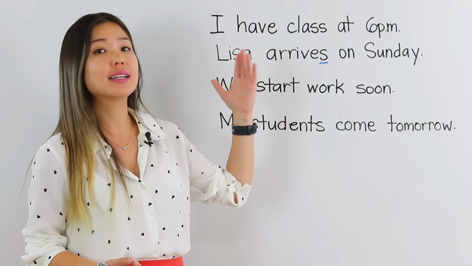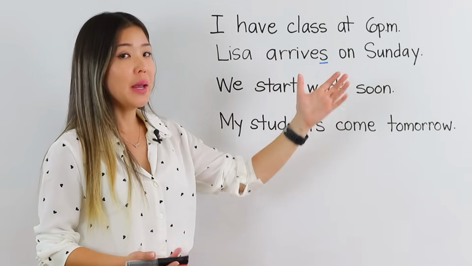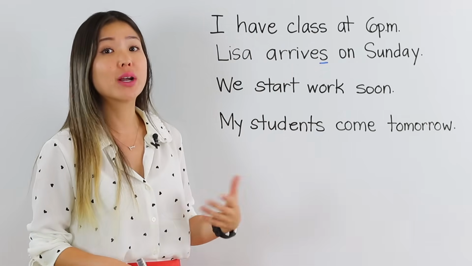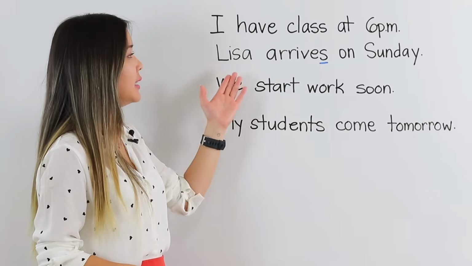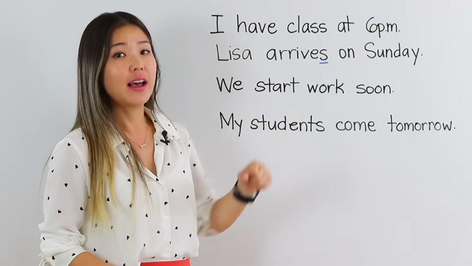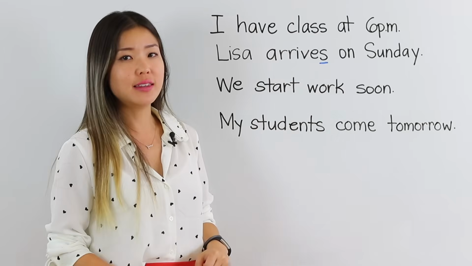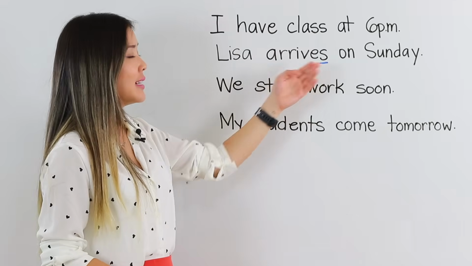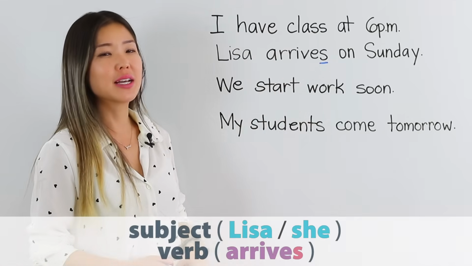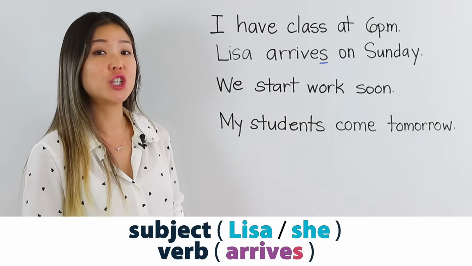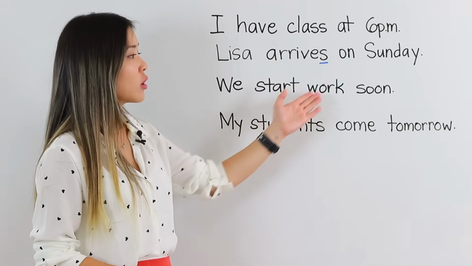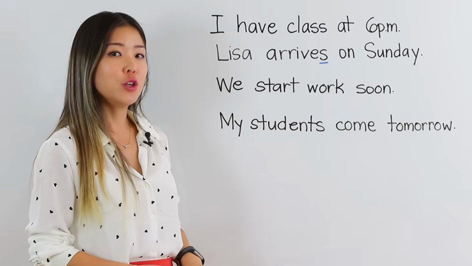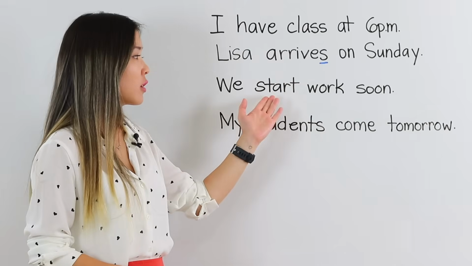I have class at 6 p.m. 6 p.m., that's pretty soon. So I can say I have class, the present simple tense. Lisa arrives on Sunday. Again, the near future, Sunday. So I use the present simple tense. I added an S at the end of arrive because Lisa, the subject, is a she. We start work soon. Again, the near future, soon. So I use the present simple verb start.